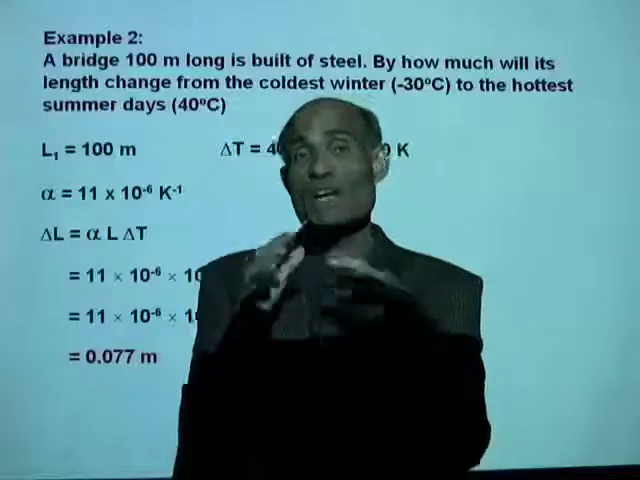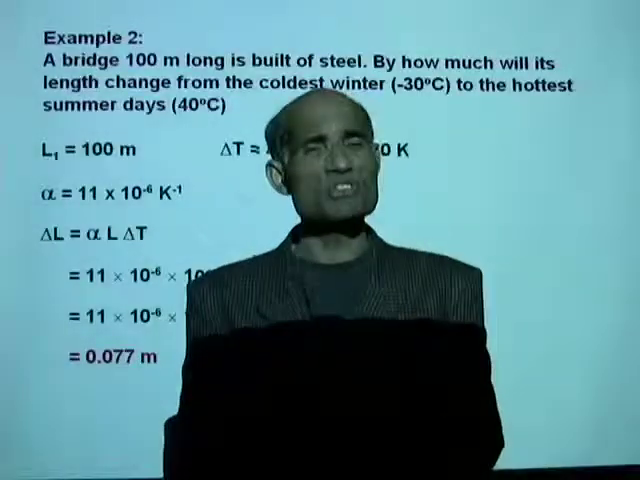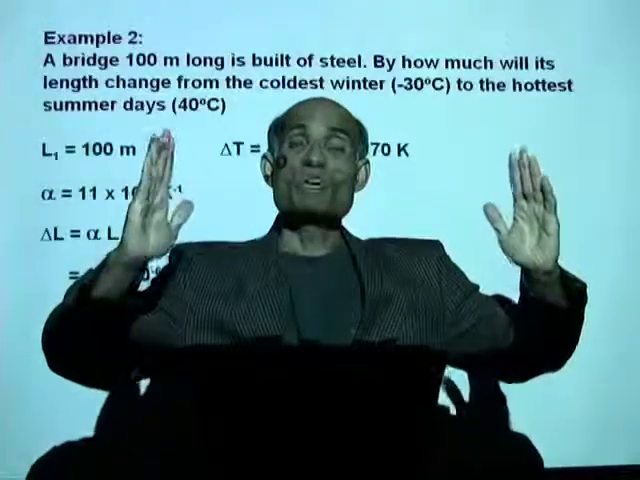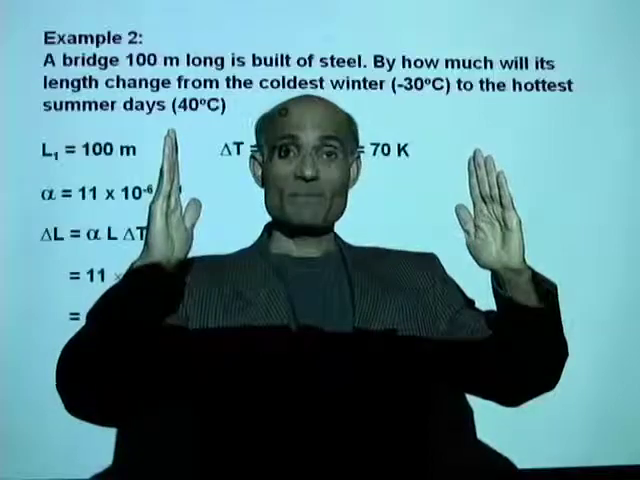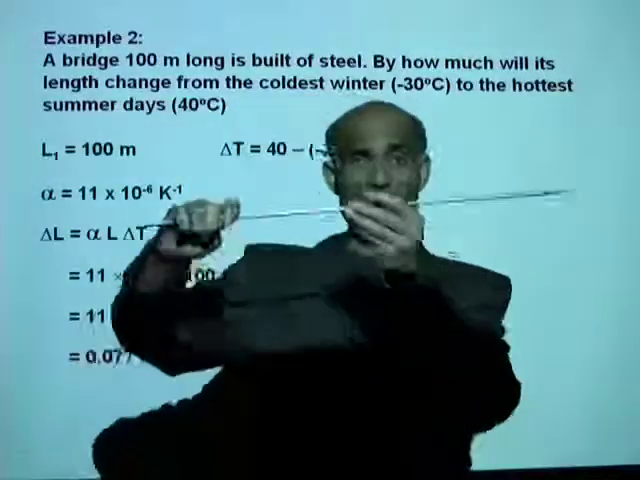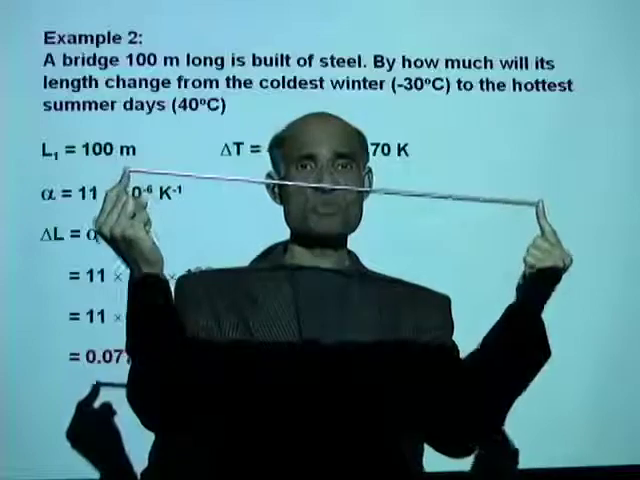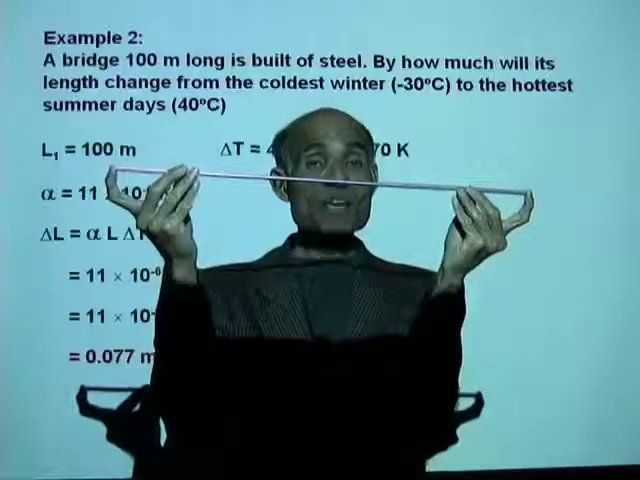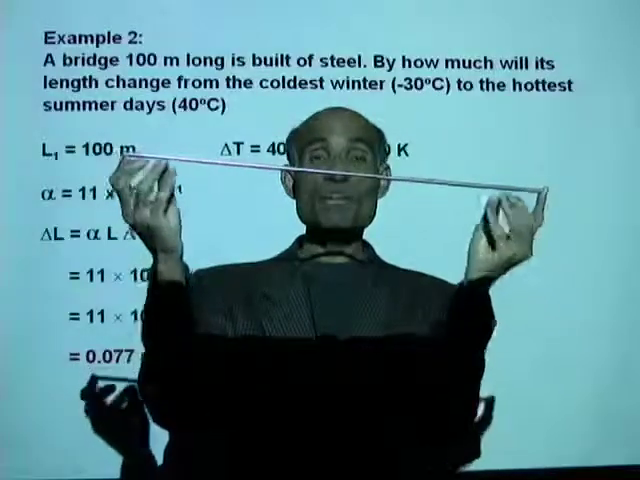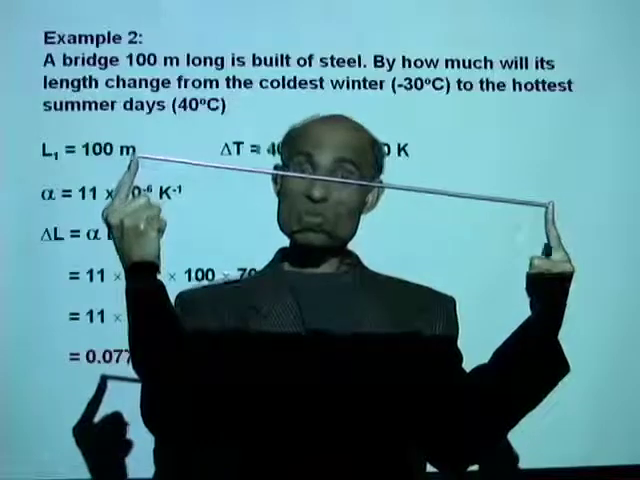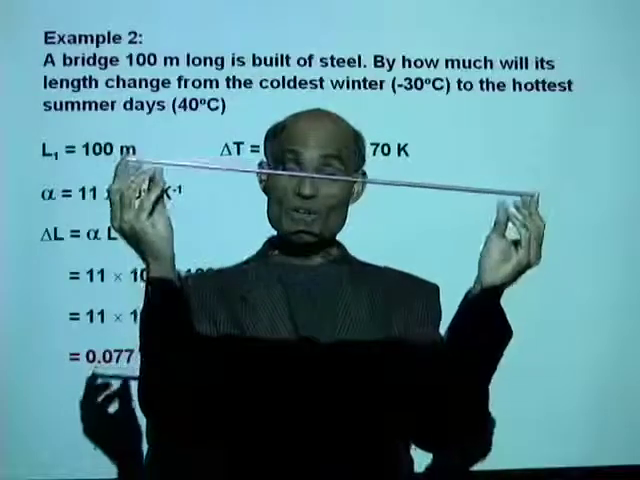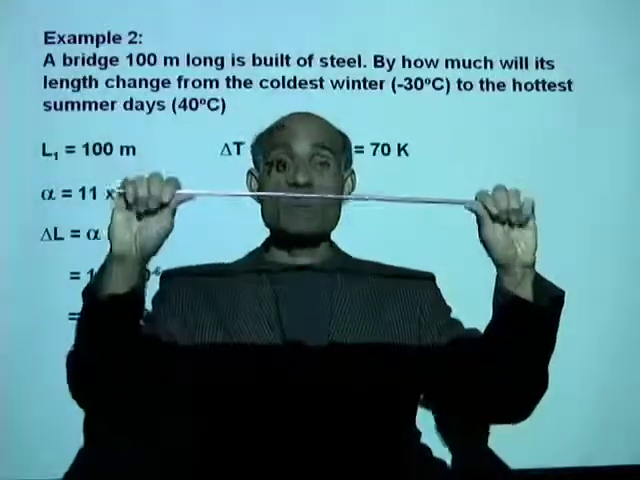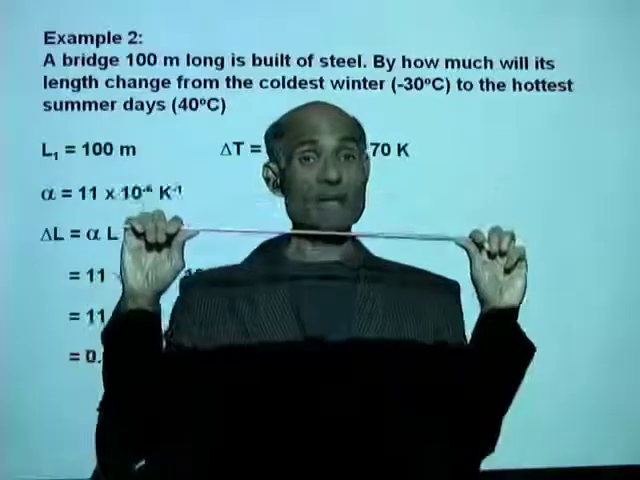So, if you are training to be an engineer, a civil engineer for example, tell me, is it safe to build a bridge between two fixed columns? Suppose this is a bridge built between two fixed columns. Is it safe to build it like this? When the temperature increases, the length is going to increase, and if it is built between two fixed columns, there is nowhere for the bridge to increase its length, so what's going to happen? It's going to buckle and break.